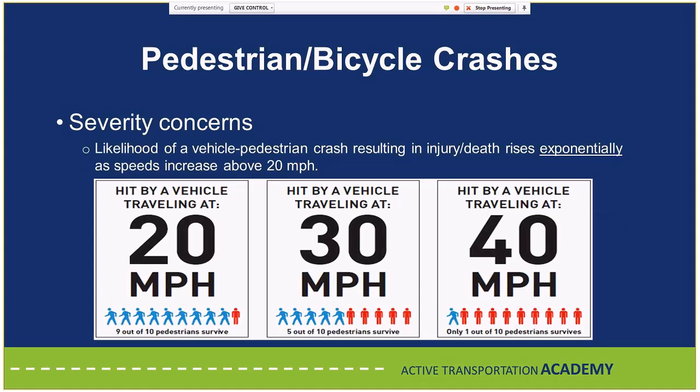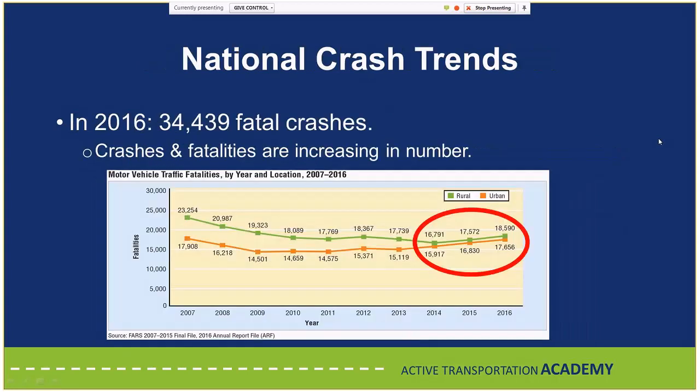That's why we're talking about ped bike crashes in this course, because the high injury and fatality rate is exponential as the speeds increase. In the class, we'll also review some additional severity-related details and concerns about pedestrian and bicycle crashes. The next section in the class discusses crash trends.